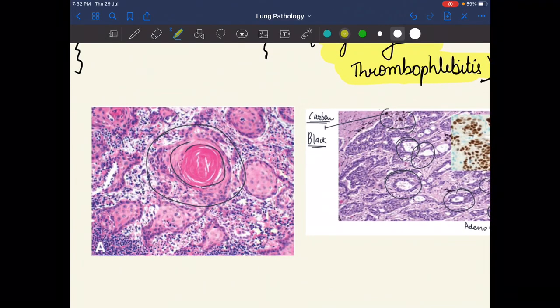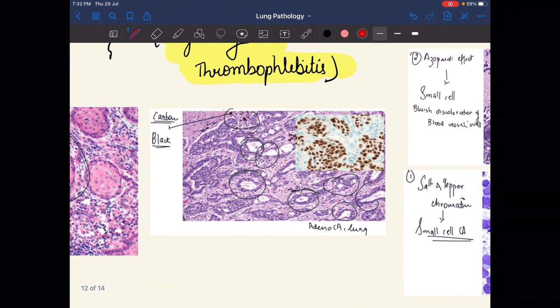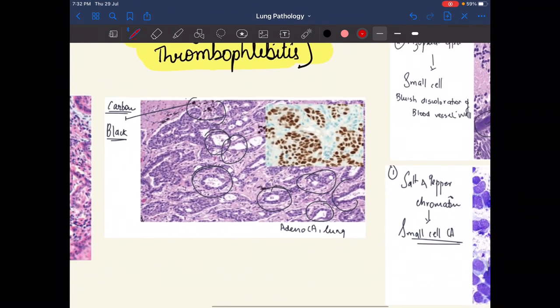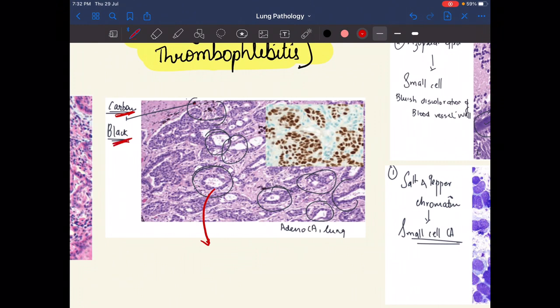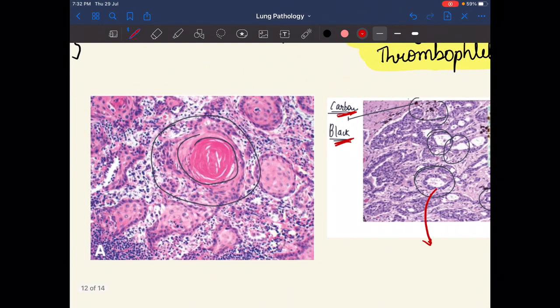Now let's move to their microscopic images. As we see here, this is a squamous cell carcinoma, and this one is an adenocarcinoma of the lungs, because as we see here the dilation of the glands, and this is a deposition of carbon, which is shown here black in color. So it is an adenocarcinoma because glands were seen.